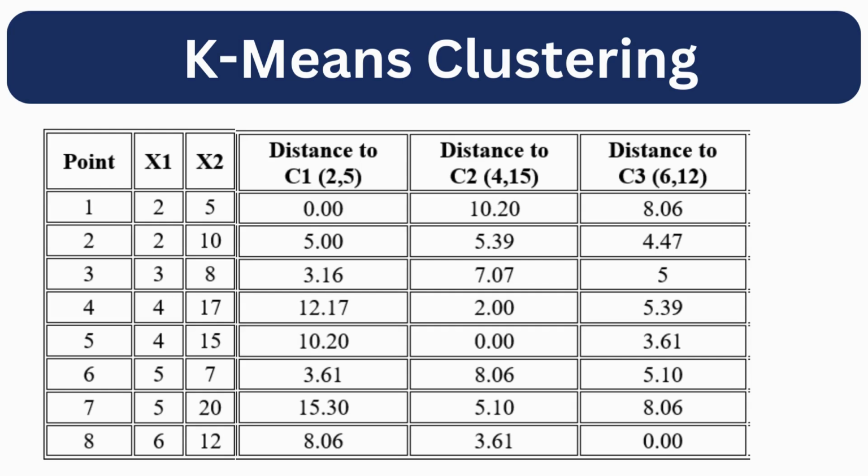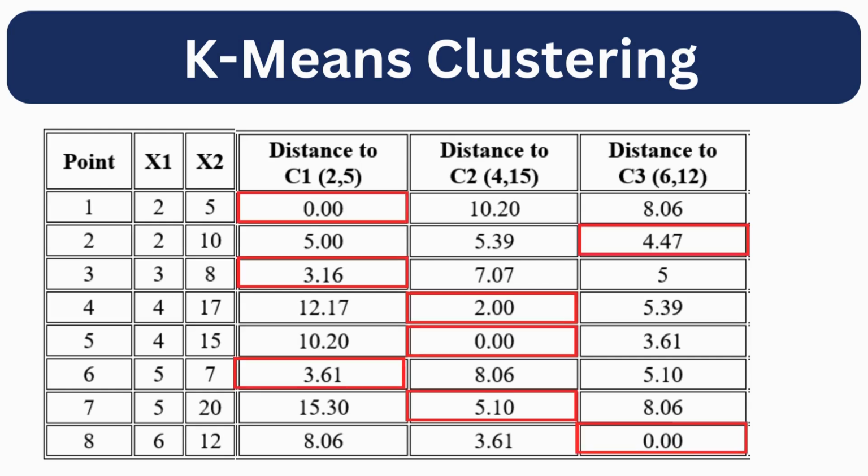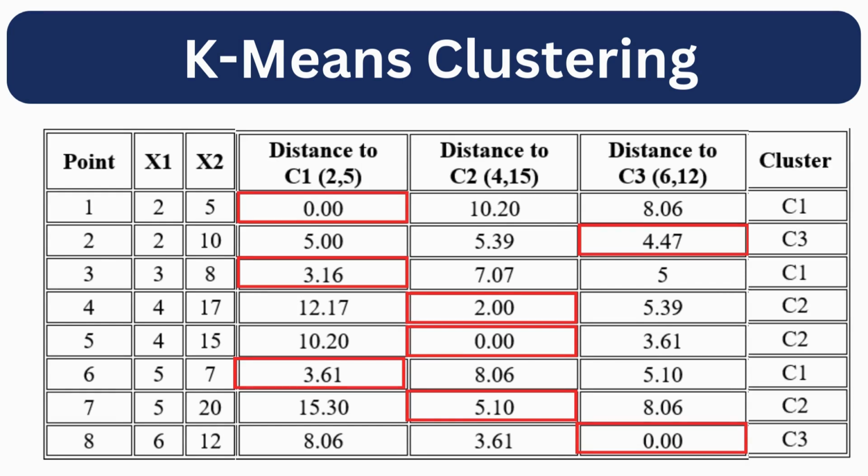Now we need to see the minimum distance of these points with the cluster centers. The first point is itself a cluster center, so it is 0. The second point has minimum distance with C3, that is 4.47. The third point has the minimum distance with C1, 3.16, and so on. So based on these distances, we will assign each data point a cluster. This assignment will be based on the minimum distance to the cluster center.